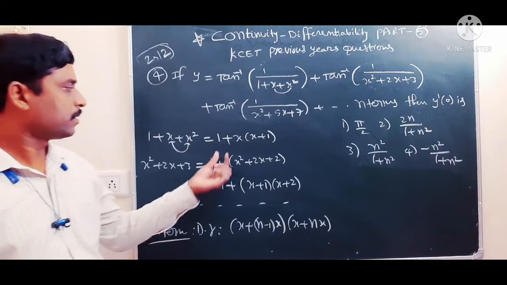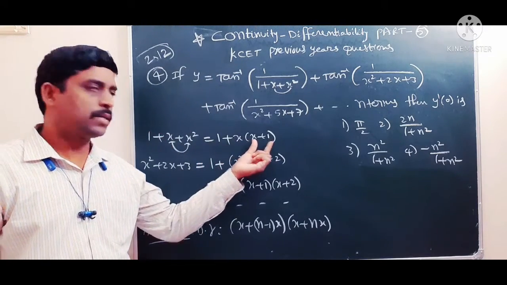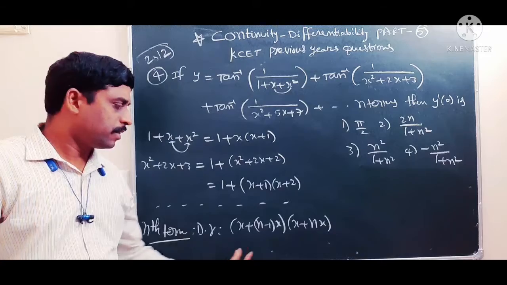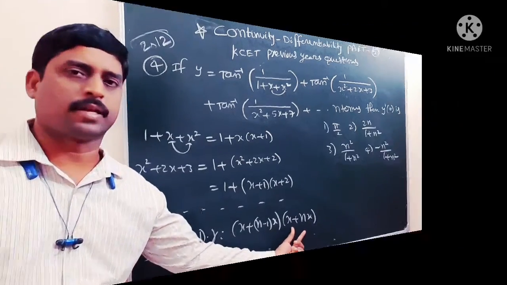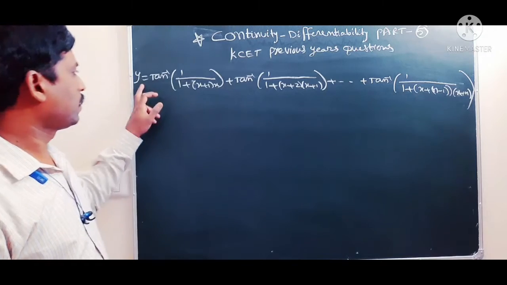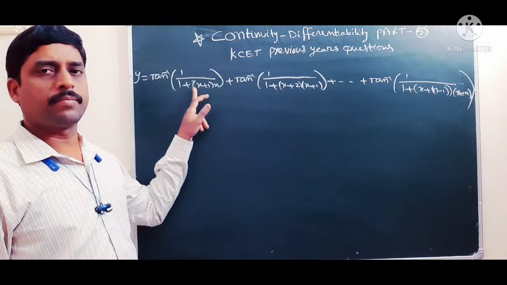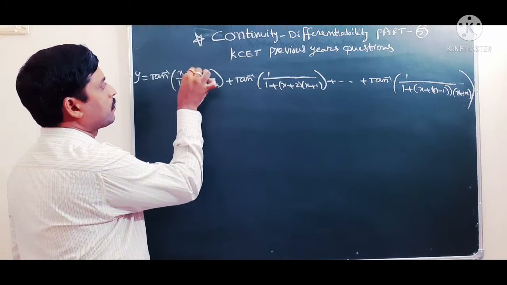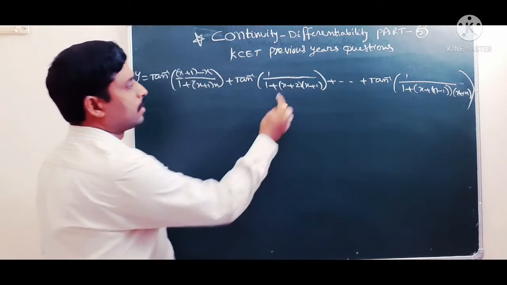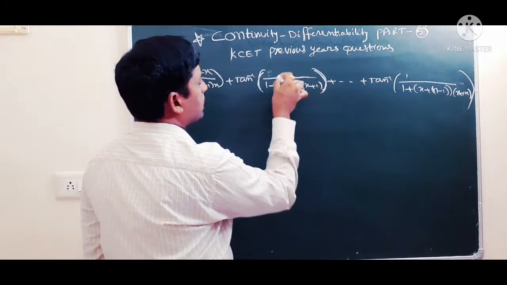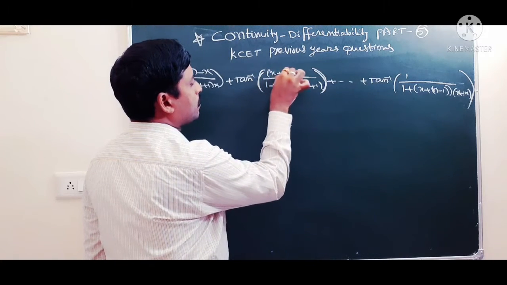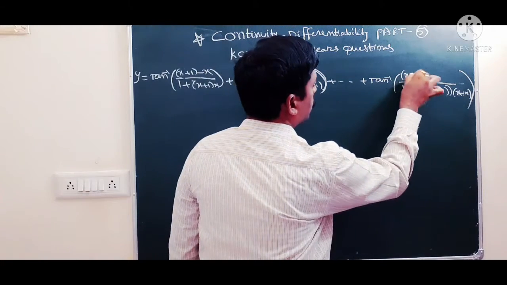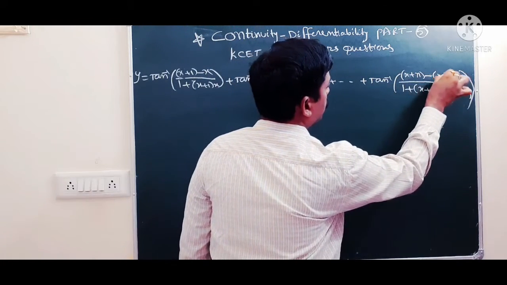So let us observe these factors. In the first factor, (x plus 1) into x, in the second factor (x plus 2) into (x plus 1). Like that, the nth term denominator is (x plus n minus 1) into (x plus n). Okay, continuing, y is equal to tan inverse of 1 by 1 plus (x plus 1) into x. In this numerator, in place of 1, we should write x plus 1 minus x. In the second function, in the numerator in place of 1, we should write (x plus 2) minus (x plus 1). And the last one is (x plus n) minus (x plus n minus 1).